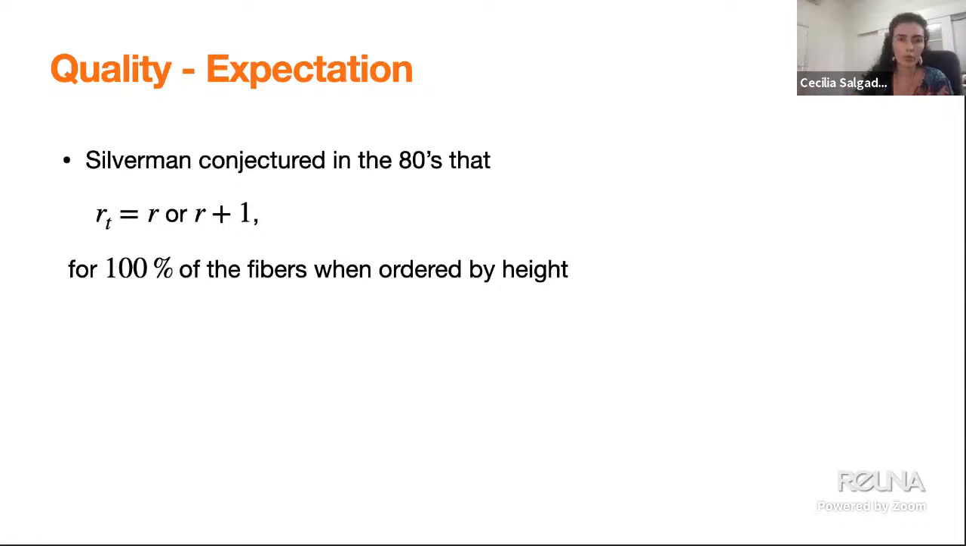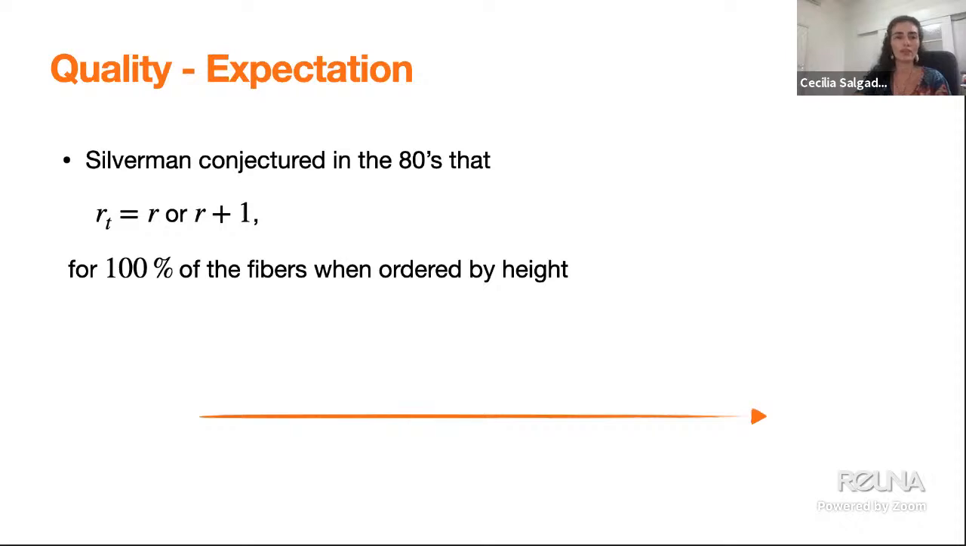So what do we hope for? There is what we hope for, of course, and what we can do. What we hope for, this is in the 80s, Silverman conjectured that RT would be R or R plus one 100% of the time when I order the fibers by height. So I take the limit of my height bound going to infinity, and I look at the set of fibers with rank R plus one or R, and then I quotient this by all the curves in this box. And he conjectured that this would be either R or R plus one 100% of the time. Of course, that 100% of the time does not take out the fact that it can jump much more than that, it can jump 2, 3, or maybe more eventually in an infinite set. After all, it can happen that an infinite set is giving me 0% of my fibers.